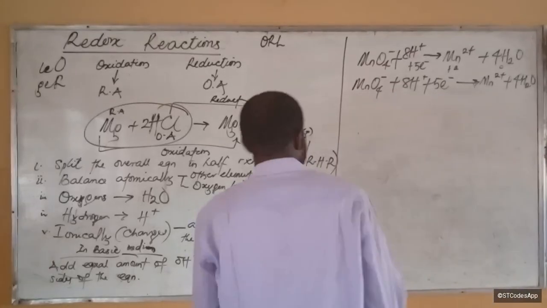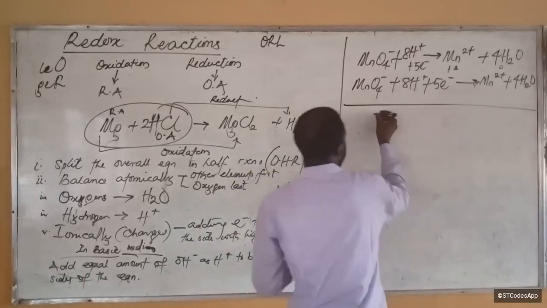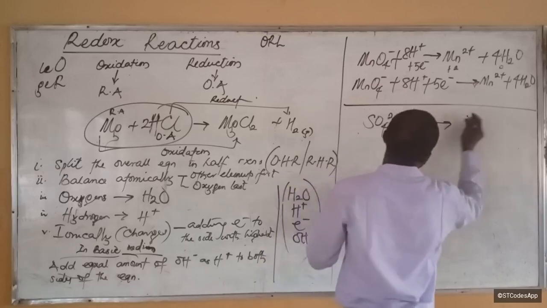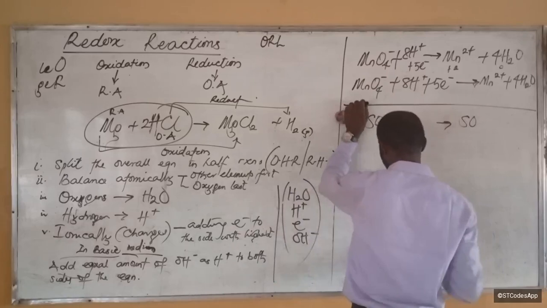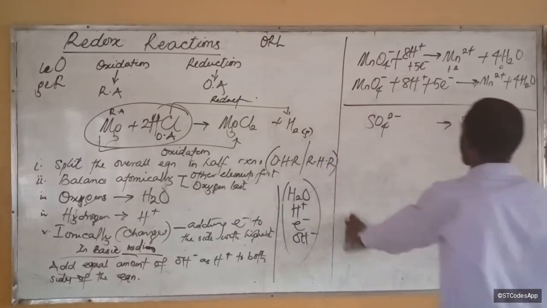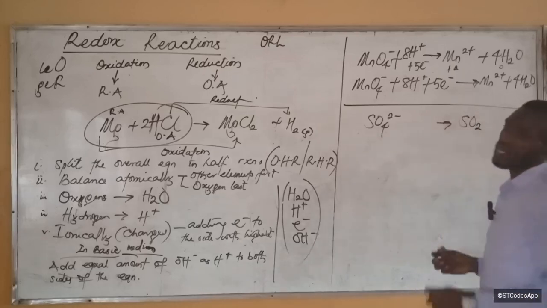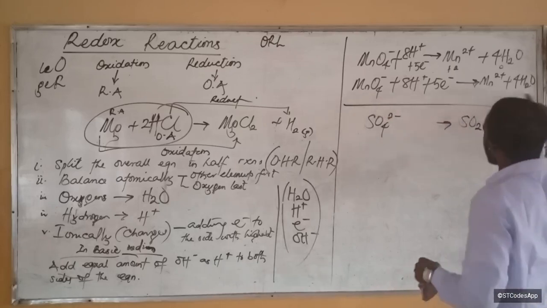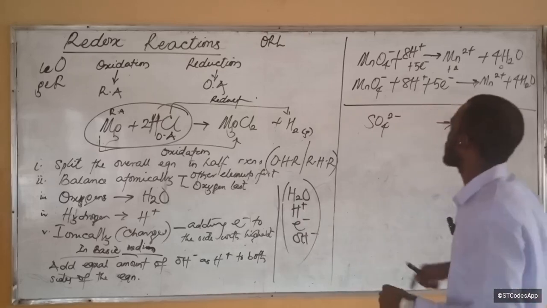Good. Now let me take one more. Let me give you something like this, SO4 minus. This was the one I showed you in the example I gave you. No, let me use another one. Let me use something like that. So now let me ask you first, before we go to this one: what reaction is this? What half reaction is this? Is this an oxidation half reaction or a reduction half reaction?